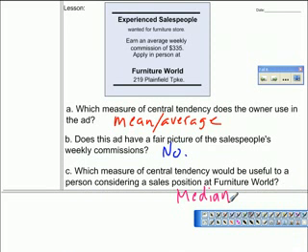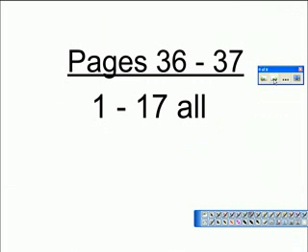All right. Pages 36 and 37, 1 to 17 all.